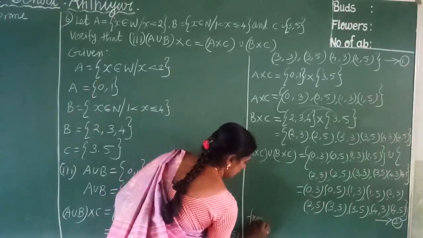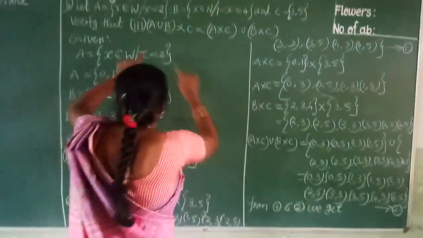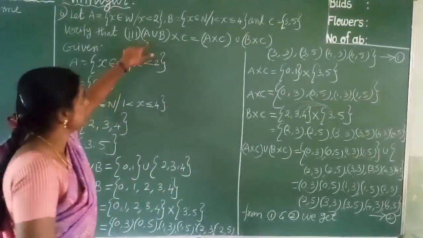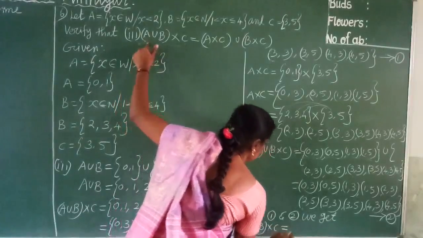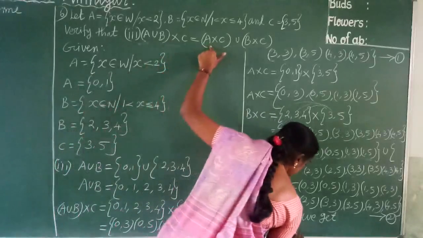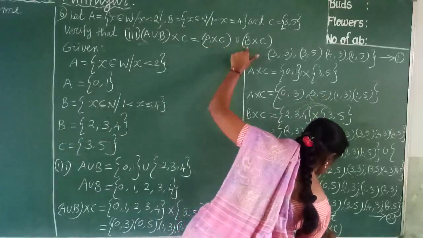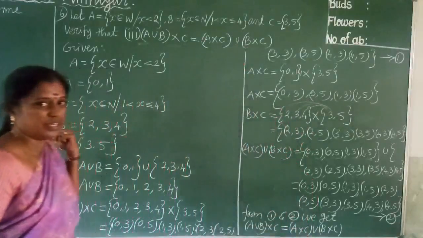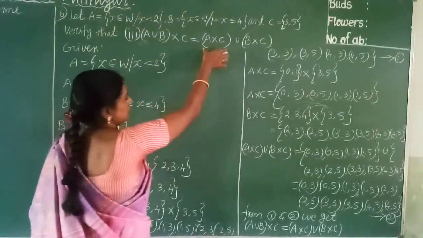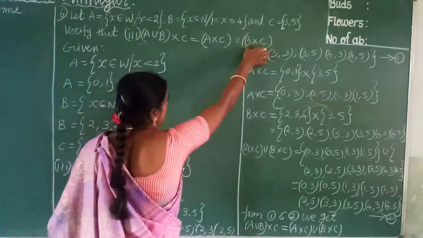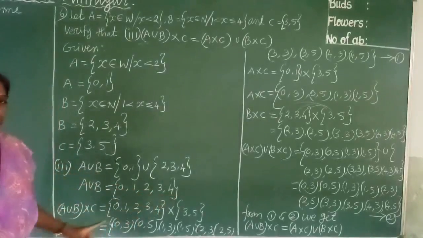So from 1 and 2 we get this LHS answer is equal to RHS answer. What is the LHS answer? A cross B union C is equal to the RHS, A cross B union A cross C. So that is verified. So first you complete the bracket and then fully complete the LHS. Here on the RHS, first you complete this bracket and this bracket and complete the RHS side. We check it, both LHS and RHS answers are equal.